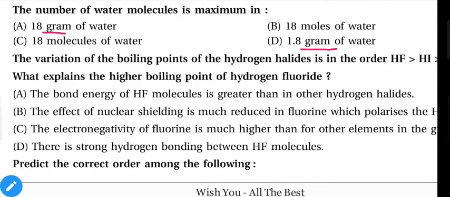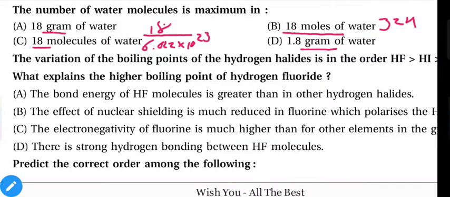We know that 1 mole of water is equal to 18 grams. That means 18 moles of water is equal to 324 grams. Then 18 molecules of water. Obviously 18 molecules of water has an extremely low mass, because 1 mole is equal to 18 grams, and we know that 1 mole is equal to 6.022 into 10 raised to 23 molecules. That means if you want to convert this value into grams, you have to divide 18 by Avogadro number, 6.022 into 10 raised to 23.